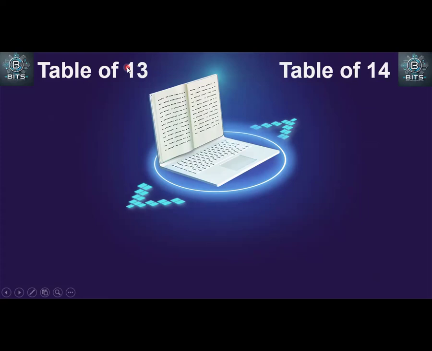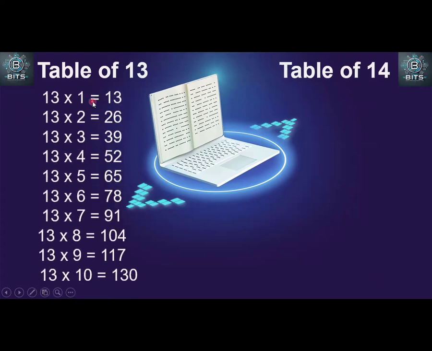Table of 13. 13 ones are 13. 13 twos are 26. 13 threes are 39. 13 fours are 52. 13 fives are 65. 13 sixes are 78. 13 sevens are 91. 13 eights are 104. 13 nines are 117. 13 tens are 130.